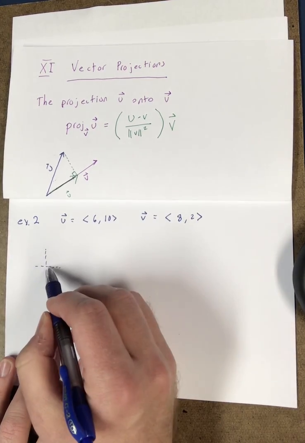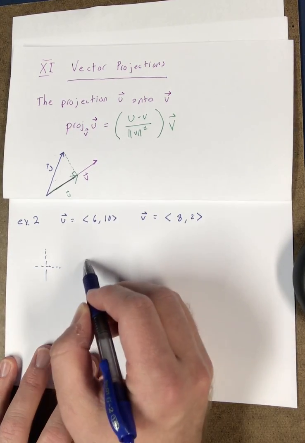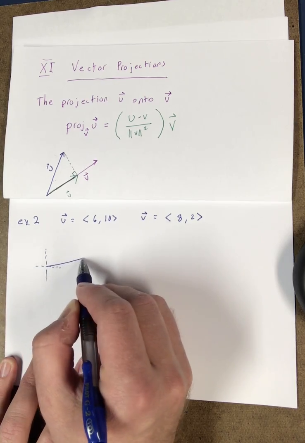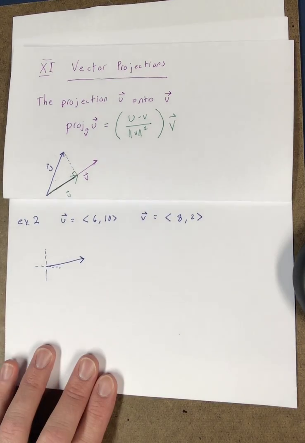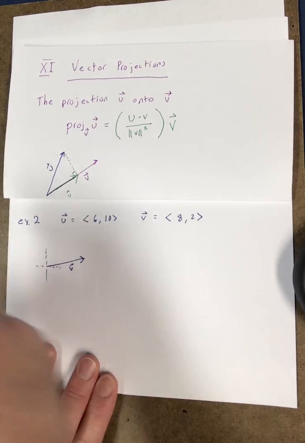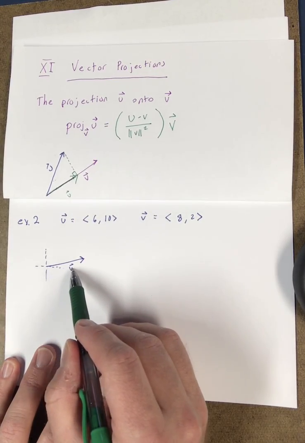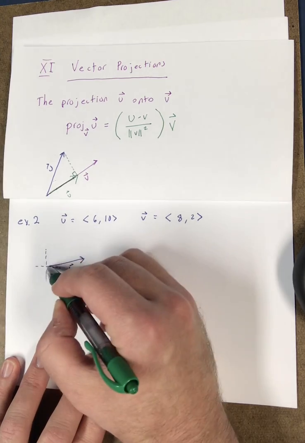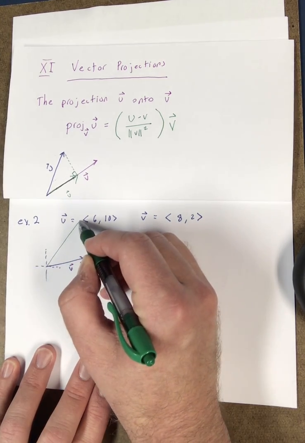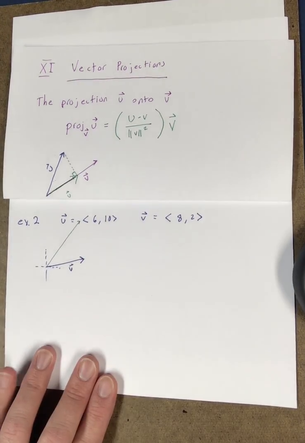So what this would look like, we'll do vector v first. (8, 2), 1, 2, 3, 4. So (8, 2) would be a vector that looks something like this. I'll label that v. Vector u at (6, 10) would be out here, then up 10. So it would be going something like that.